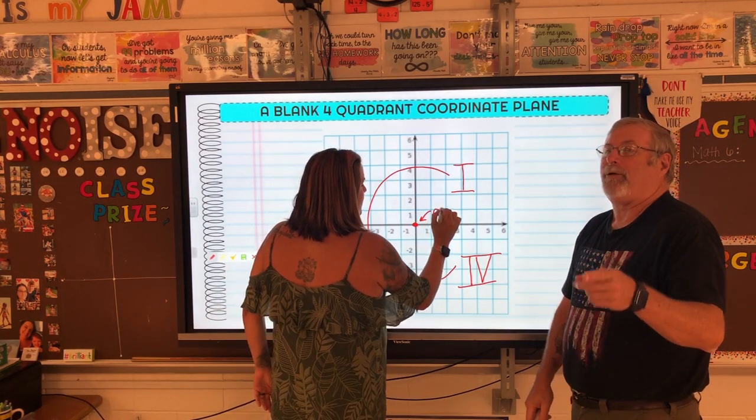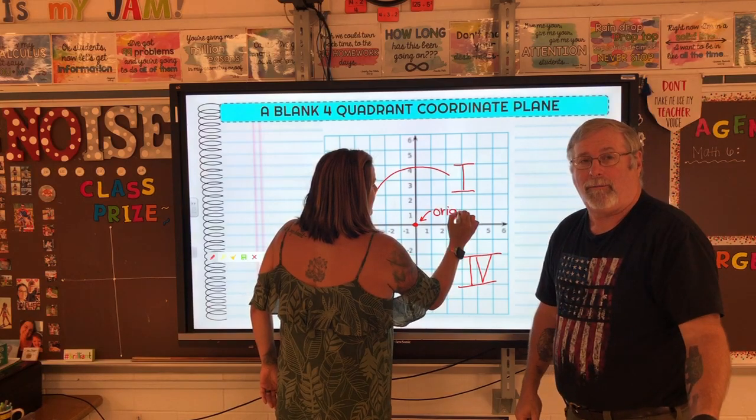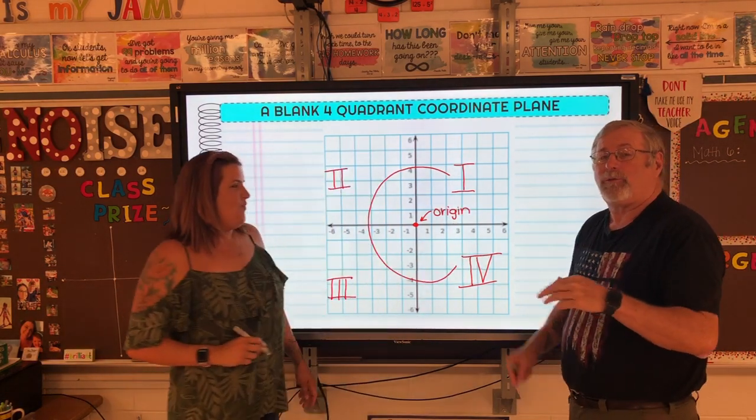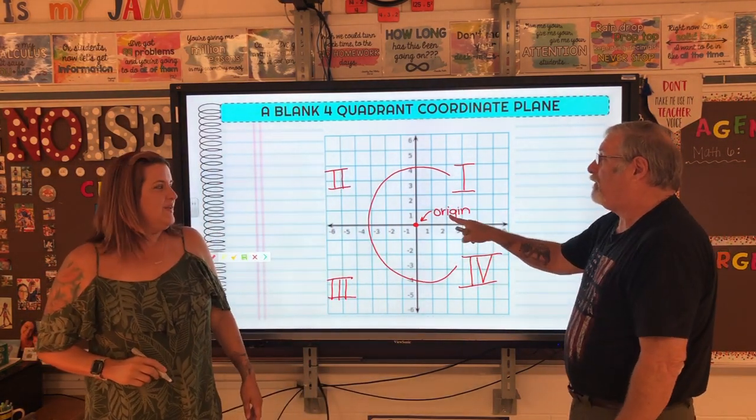The very center of the coordinate plane is called the origin. The origin, like where it originates from. So everything starts when you're looking at the coordinate plane from the origin.